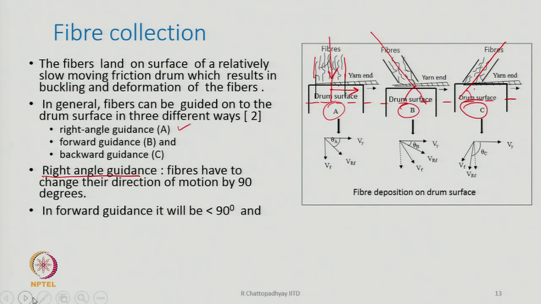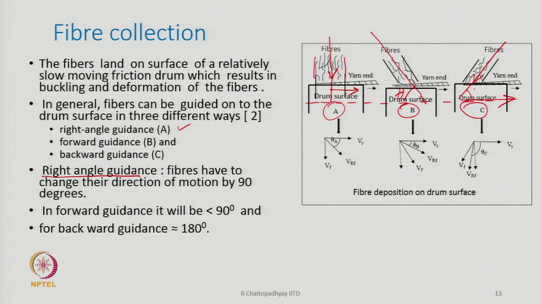In forward guidance, that is in the case of B, the theta angle is much less than 90 degree. That means the fibers' directional change is going to be less than 90 degree. And in the third case, C, the fibers are coming in these directions and then have to completely change direction in this way. So, almost 180 degree change in directions in the case of C.